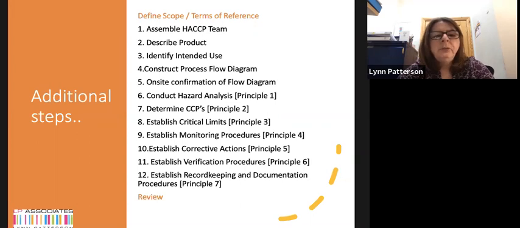So defining your scope, terms of reference, assembling your team, describing your product, identifying your intended use of product, constructing your process flow, confirming that that's correct. Then our 7 principles: conducting hazard analysis, determining CCPs, establishing critical limits, monitoring, corrective action, verification, record keeping and documentation, and finally review. So we're going to use that focus as we go through.